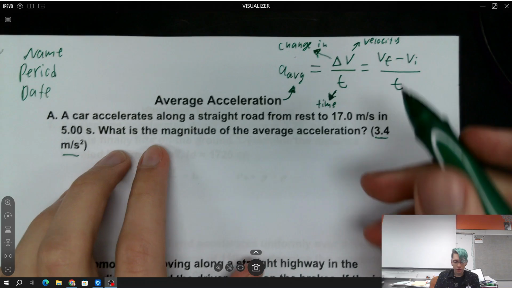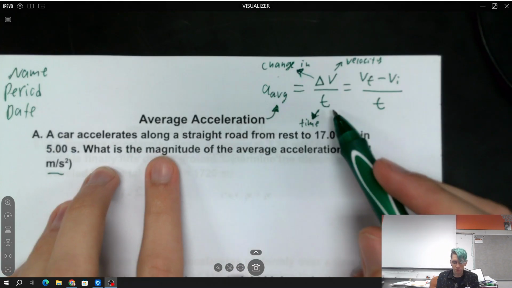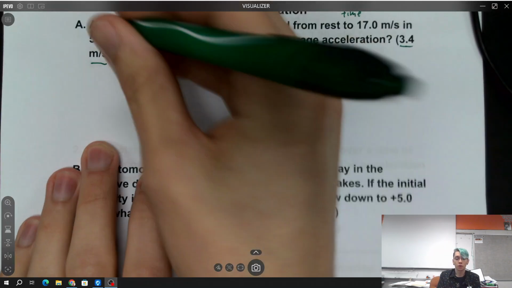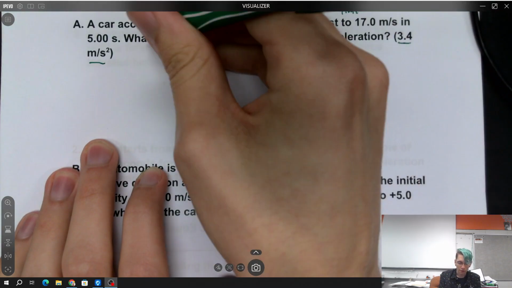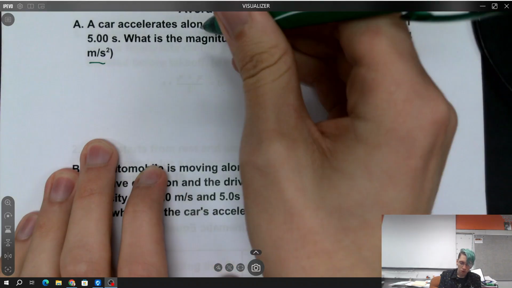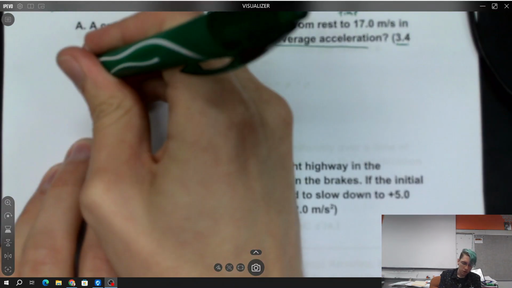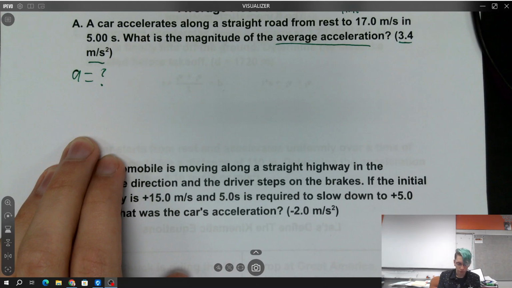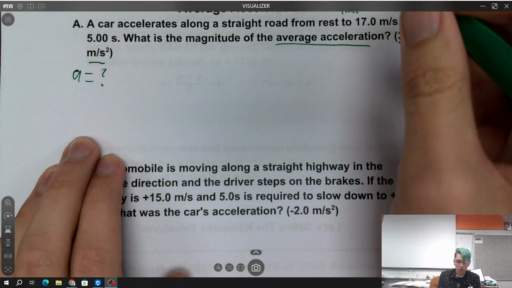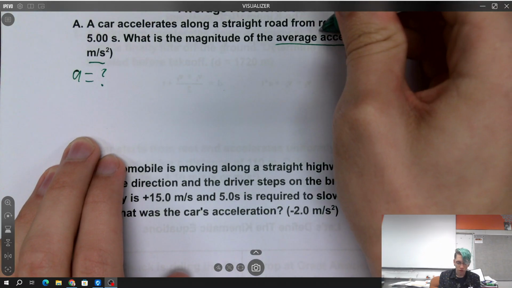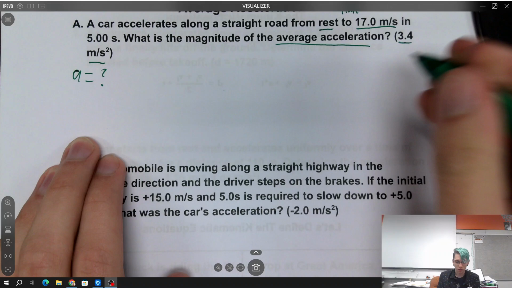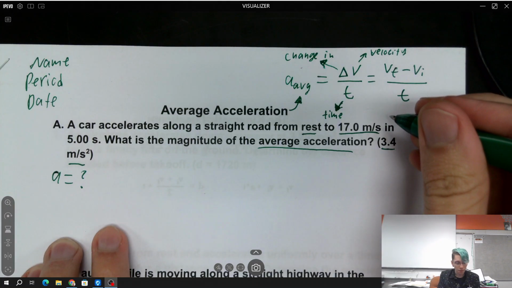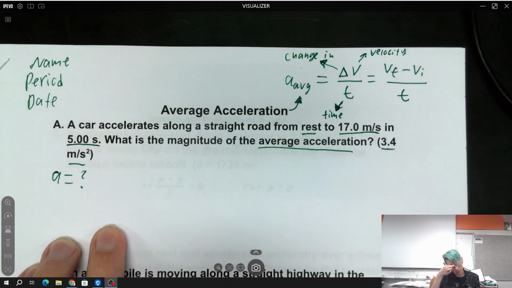So once again, our average acceleration is equal to our change in velocity divided by time, and that's going to be our final velocity minus our initial. So on this very first question, we need to first define what all we have. We're looking for the magnitude of our average acceleration, so our acceleration is going to be our question mark. And now we break down what we do have. It's going to accelerate from rest to this velocity, 17 meters per second. We know it's velocity because it's just in meters per second. And then finally, we have a time of 5 seconds.